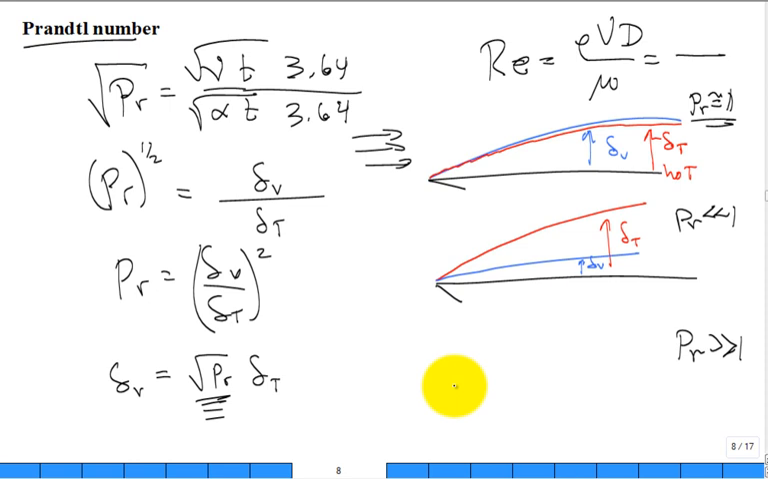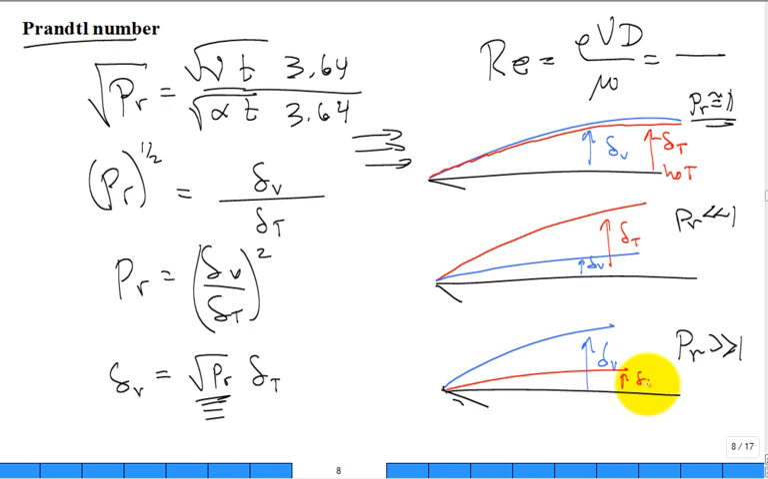So what happens there? Knife edge plate. How does the velocity profile grow? Delta V. How does a thermal grow? Delta T. This is a good time to introduce the Prandtl number and hopefully give you a physical sense of it. Okay?